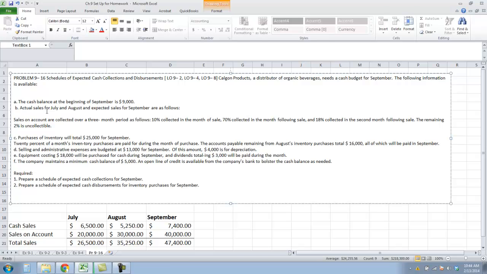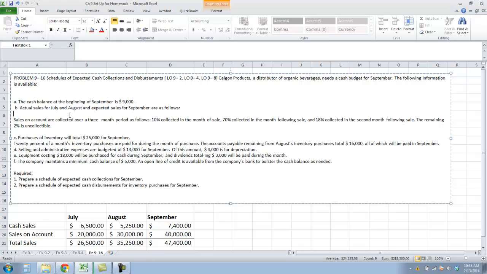This is a comprehensive problem from Chapter 9, a schedule of expected cash collections and disbursements. Calgon Products is a distributor of organic beverages that needs a cash budget for September. The following information is available. The beginning cash balance as of September is $9,000. Actual sales for July and August and expected sales for September are listed below.